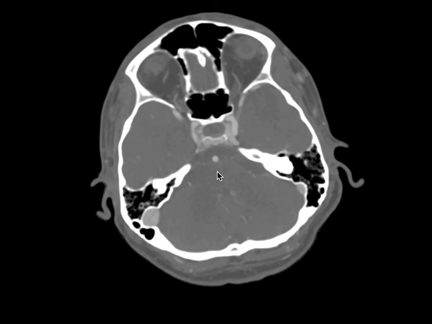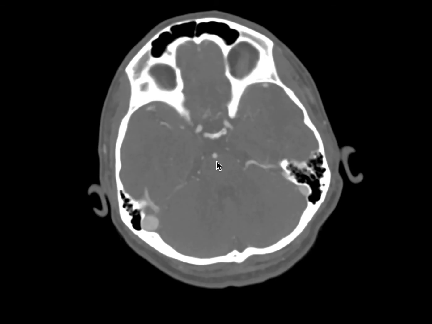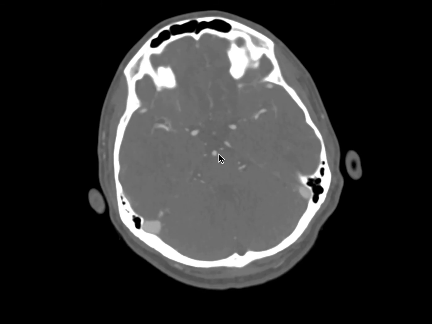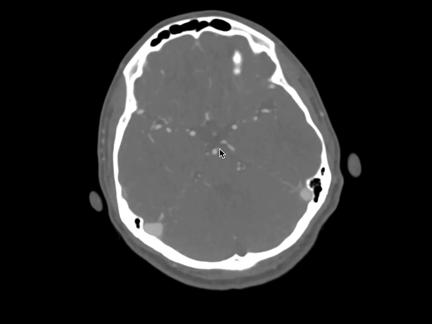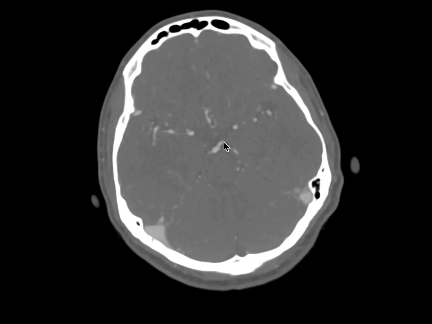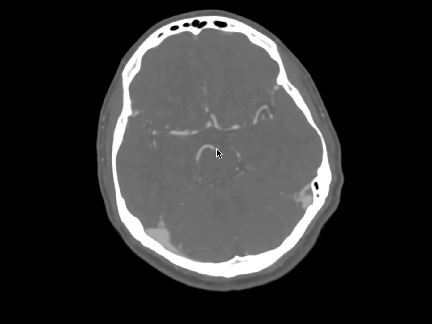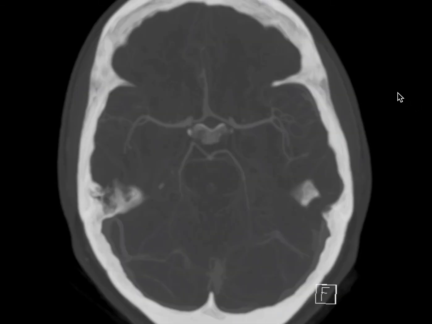Continuing to scroll superiorly, we'll reach the superior cerebellar arteries, which are here and here. We can see them come into the basilar artery if I go a little higher at this point. And then we'll begin to see the posterior cerebral arteries here on the left and right here on the right. Turning to our axial maximum intensity projection images, we'll now review the segments of the posterior cerebral arteries.